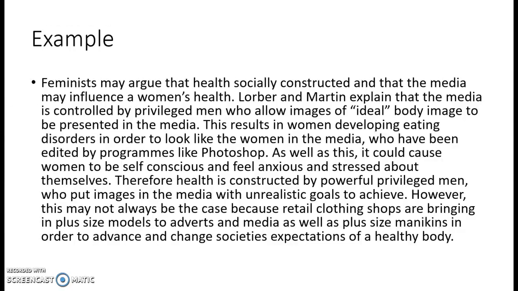And so finally, here's a paragraph which deals with this quite well, which is looking at mainly how feminists argue that the body, and the health, is socially constructed, linking to the ideas of Lauber and Martin, and how they believe that, you know, health and illness is decided by powerful privileged men, which kind of translates into the images that we see in the media. It can lead on to women creating eating disorders, and also men. And there's a little bit of analysis here. It gives us some examples with Photoshop and things like that. And it makes it very clear that that's therefore what feminists believe, you know, shapes health.